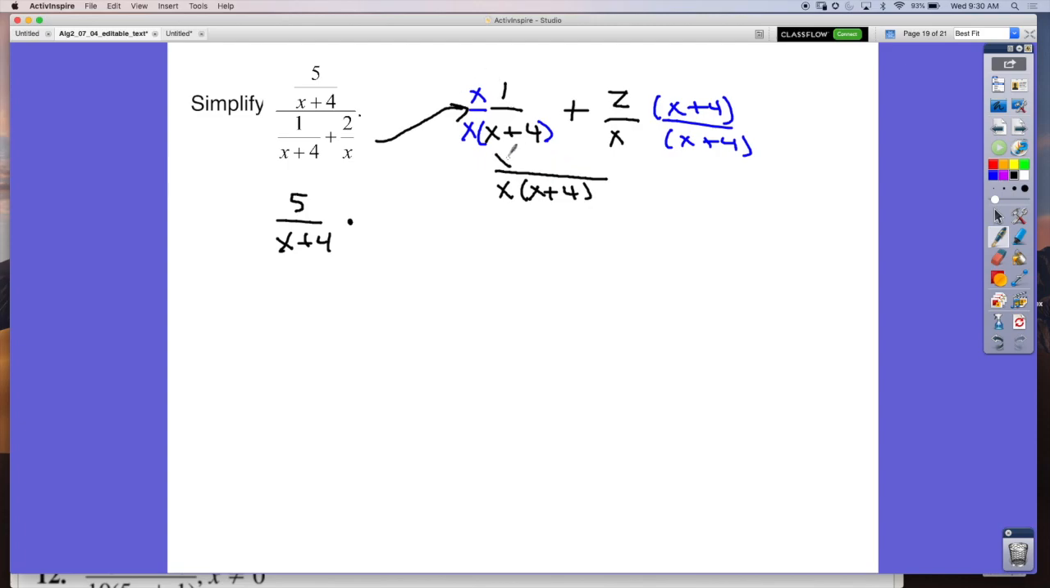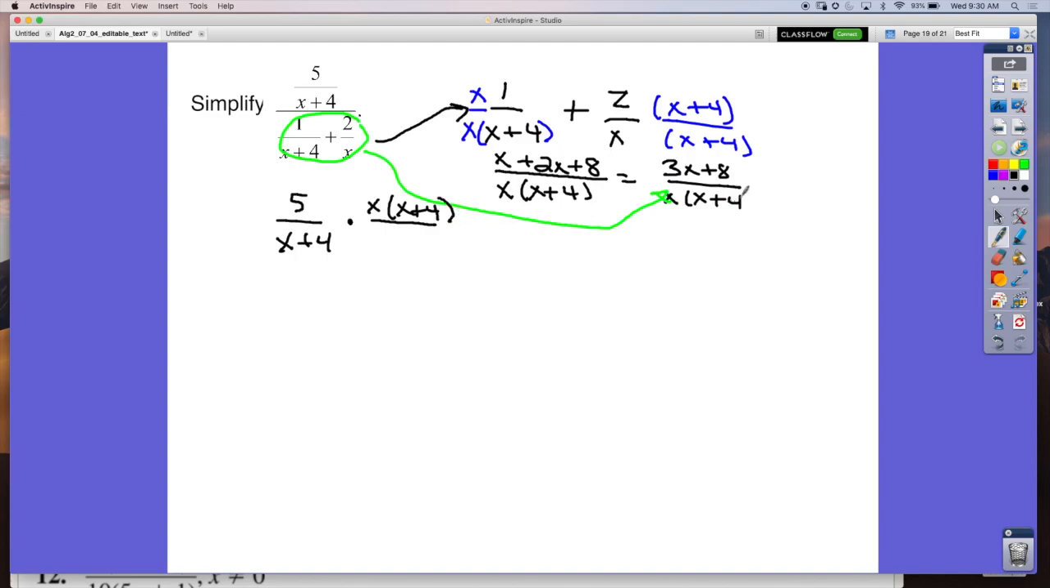Now we're going to simplify this. This is x plus, distribute it, 2x plus 8. Good. So this simplifies to 3x plus 8 over x times x plus 4. Okay, so this is the denominator right here. This is the denominator, already simplified. So now we're going to bring it over here. I had to change my division to multiplication, and then what am I going to do with this? I'm going to reciprocal it, flip it. So what's on top? X times x plus 4, forgot the parentheses, all over 3x plus 8.